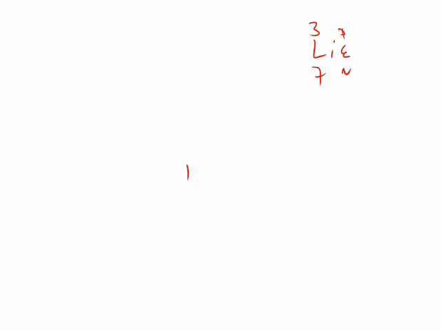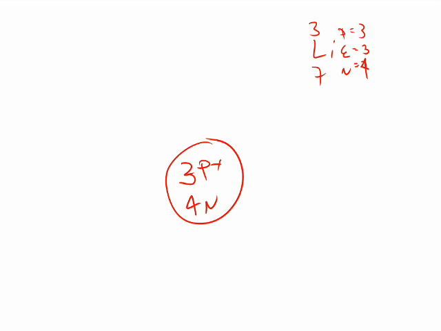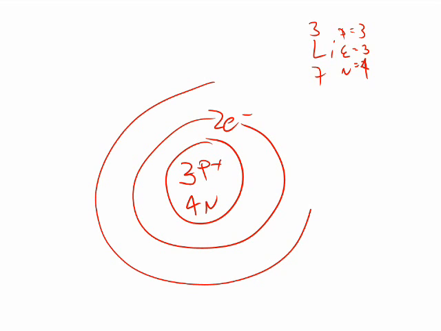Let's try lithium. Lithium is atomic number 3 and 4 neutrons, atomic mass 7. So in the middle we have 3 protons and 4 neutrons. And in the first energy level we have only 2 electrons. It's all that fits in the first energy level. Then in the next energy level we have 1 electron. So that lone electron is all alone, no one to hang out with. It's kind of sad.